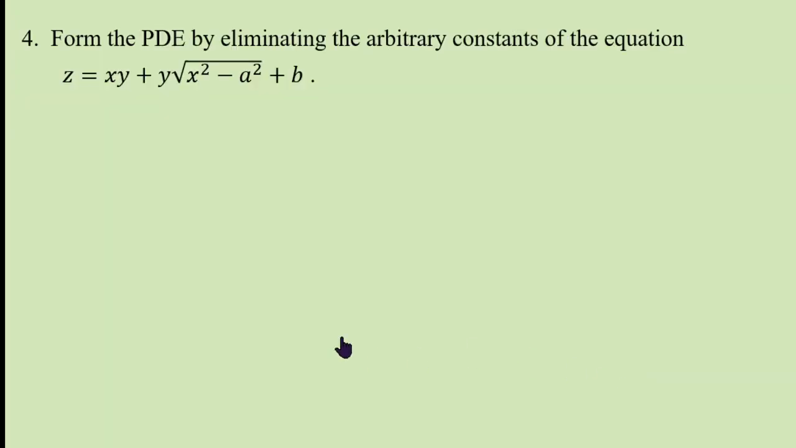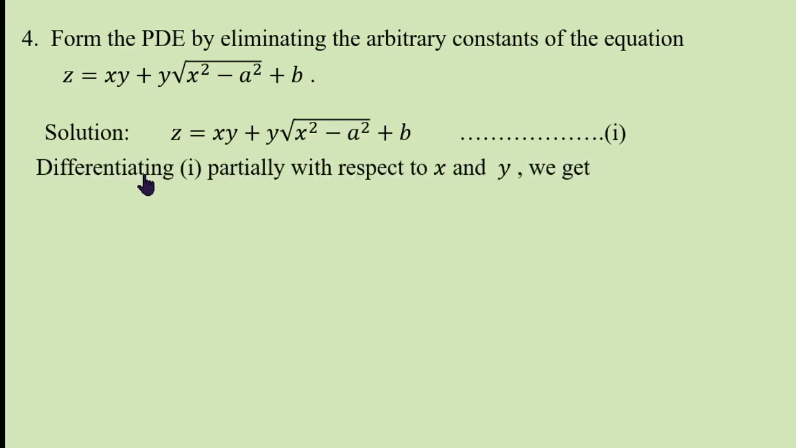Next problem. Form the PDE by eliminating the arbitrary constants of the equation z equal to xy plus y into root x square minus a square plus b. Here a and b are arbitrary constants. Now differentiating partially with respect to x and with respect to y.